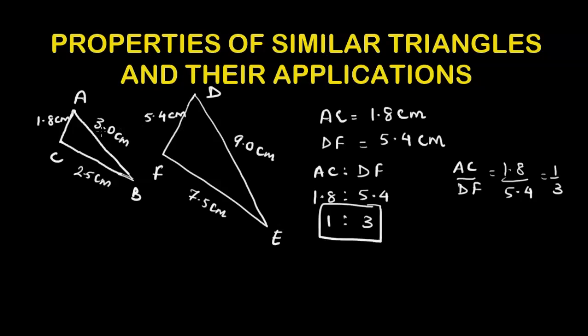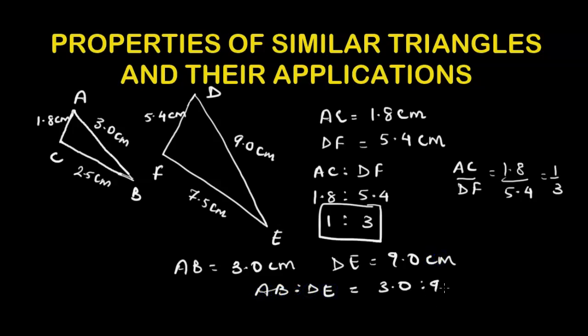Let's see what the ratio of the other side length is. Let's compare AB with DE. We know AB is 3 and DE is 9 centimeters. When we take the ratio of AB and DE, we get 3.0 to 9.0, which is equal to 1:3 again. So when we compare AB and DE, that is the second corresponding side length that has the same ratio as the first corresponding side length.